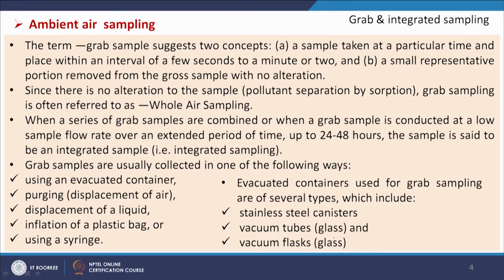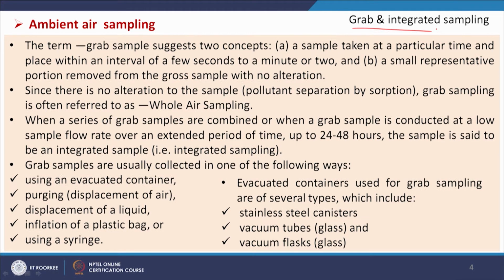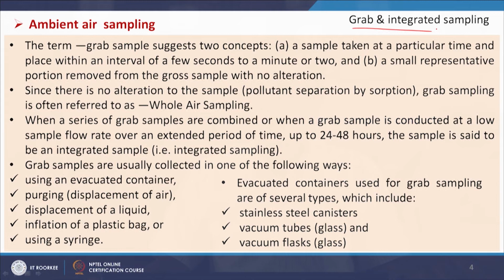Now, we will see grab and integrated sampling. Grab sampling means that within a very small span of time, say a few seconds or 1 or 2 minutes, I am collecting some sample from the environment or atmosphere. That is grab sampling, and integrated means we take a number of grab samples and take the average of them, or we develop a special technique where continuously for a longer duration, maybe 24 hours, a very small amount of sample is collected. That way we get the integrated sampling.